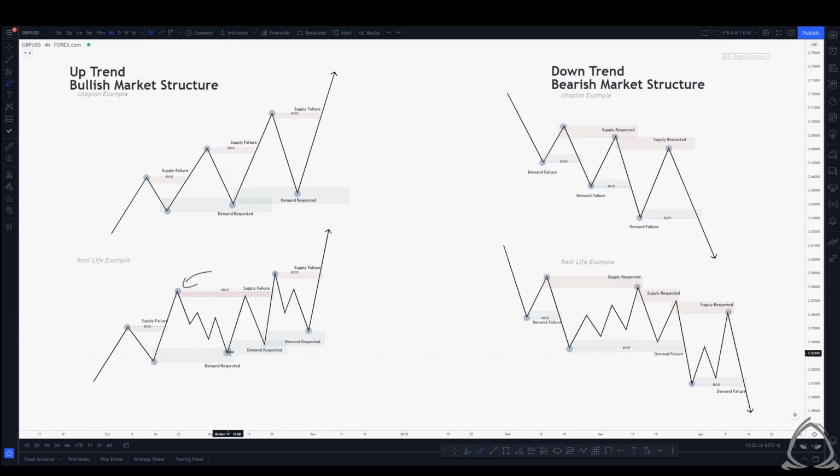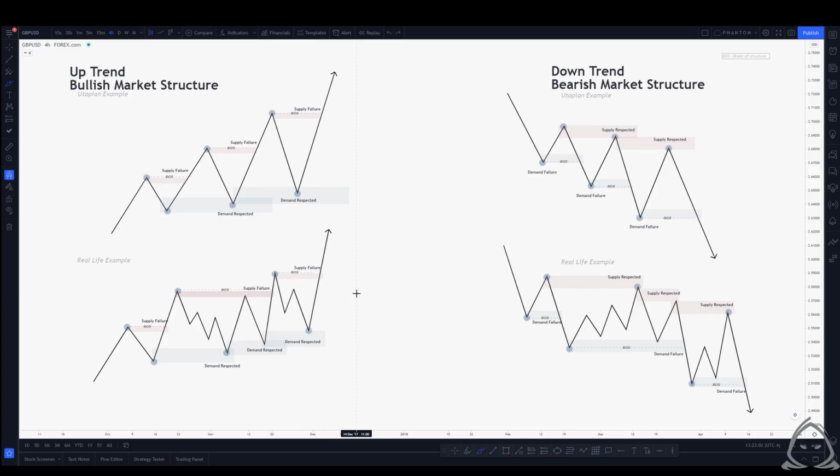And what we can see is this newly created demand zone from the initial reaction to the upside is respected, and price moves to the upside, breaking supply, making supply fail, creating a higher high. And then what we see is price create a new supply zone as it creates a pullback or a retracement. We tap back into the newly created demand zone. Demand is respected and price continues moving to the upside, creating a higher high.